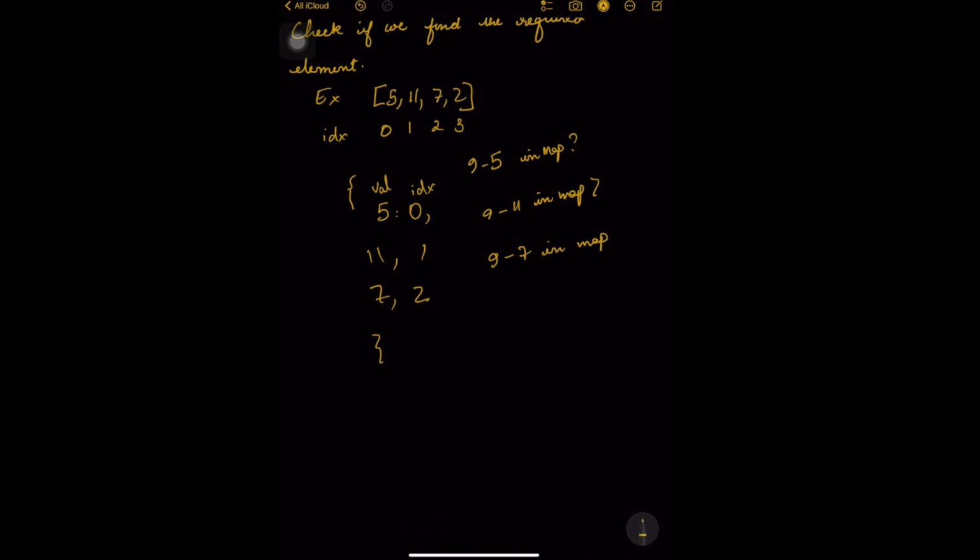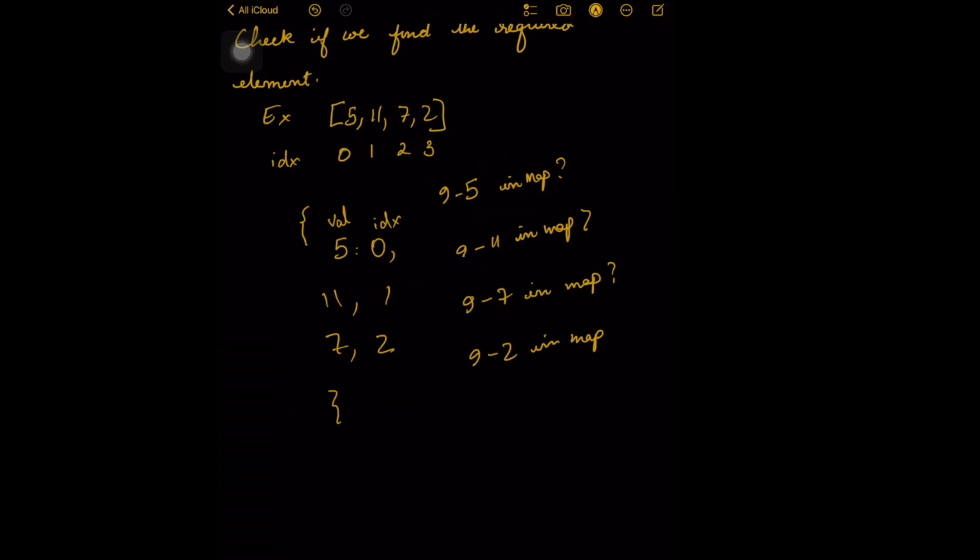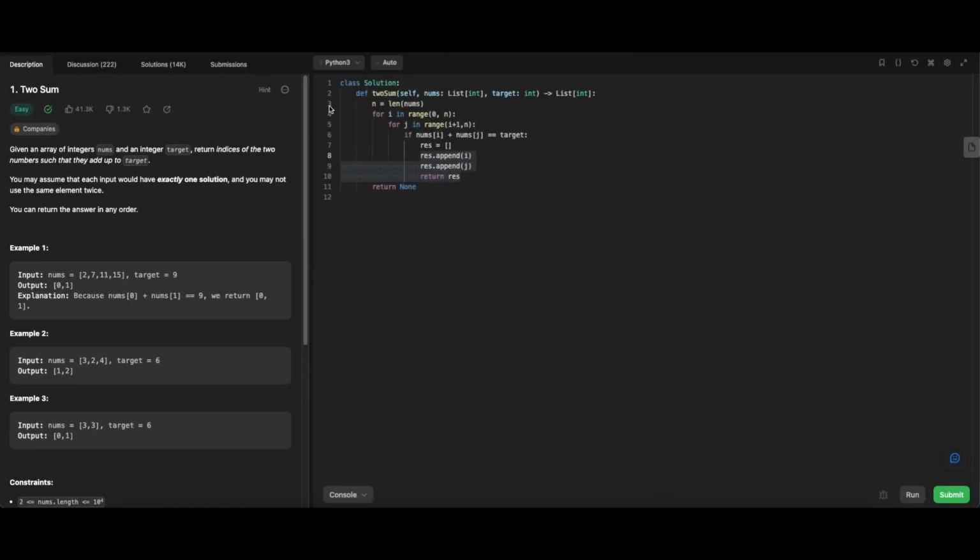So let's try to code this out. As you can see, this time we're only iterating through the array one time. That way we can reduce the time complexity from O of n square to O of n. Keep in mind, this is coming at the cost of increasing the space complexity. So let's start coding this up.